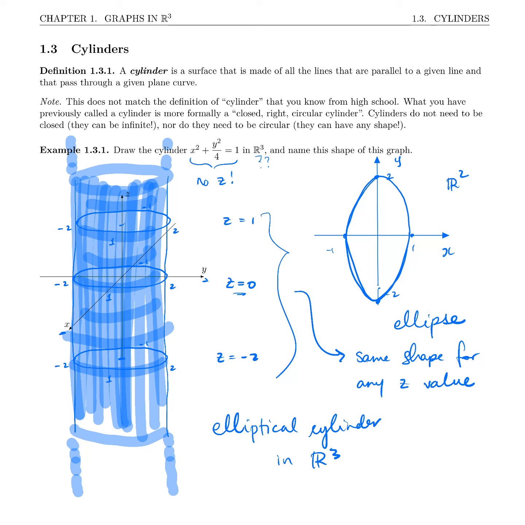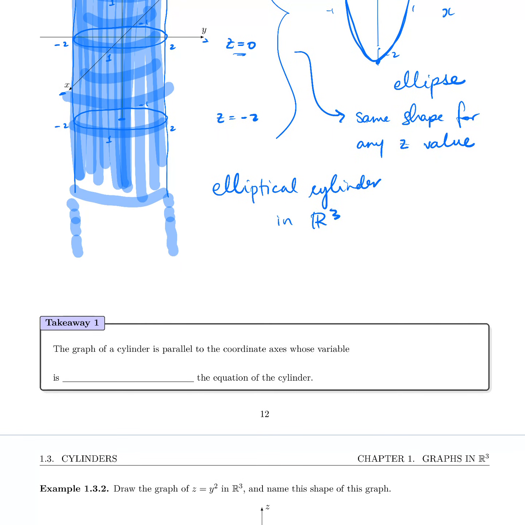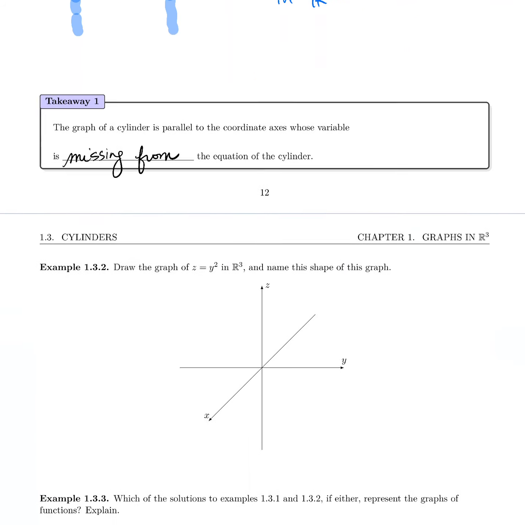And so that means that we end up with these graphs that are stacked along the z-axis, so that makes the graph parallel to the z-axis. And that's the first takeaway here. Takeaway 1. The graph of a cylinder is parallel to the coordinate axis whose variable is missing from the equation. So in the previous example, it was z, and we were parallel to the z-axis because there was no z in the equation. Let's do one more example of drawing a cylinder.